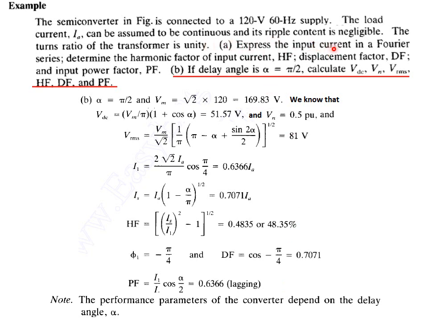In part A we have done the Fourier series, we have found the harmonic factor, the displacement factor and the input power factor. Now by substituting alpha you are supposed to evaluate VDC normalized value and VRMS, HF, DF and PF. So substitute alpha as pi by 2, and we know that VDC is Vm by pi (1 plus cos alpha).